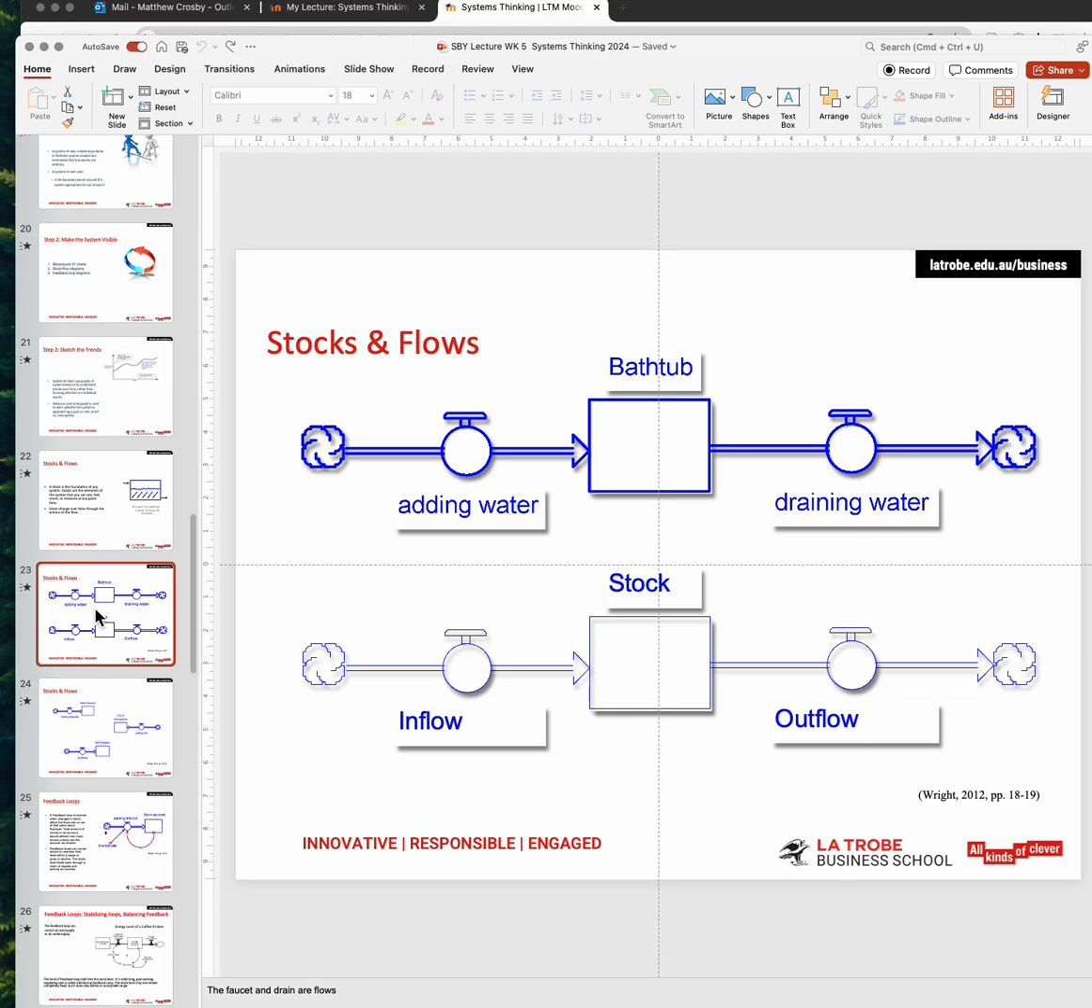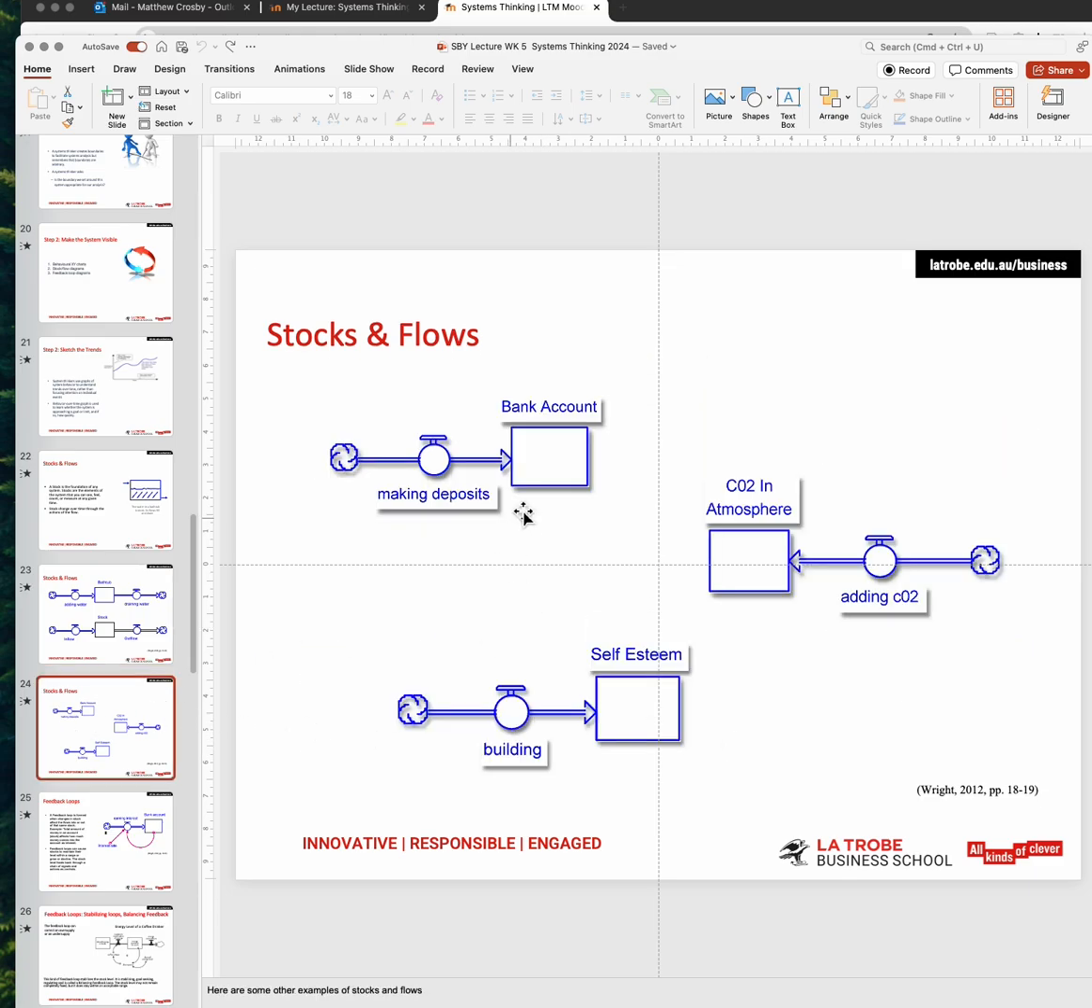You see, with stocks and flows, in this case, we've got the bathtub. How do you increase the stock of the bathtub? You turn the tap on. How do you reduce the stock in the bathtub? You take the plug out and it drains away. Or you can reduce the flow, of course. Inflow and outflow. And there are bank accounts, CO2.